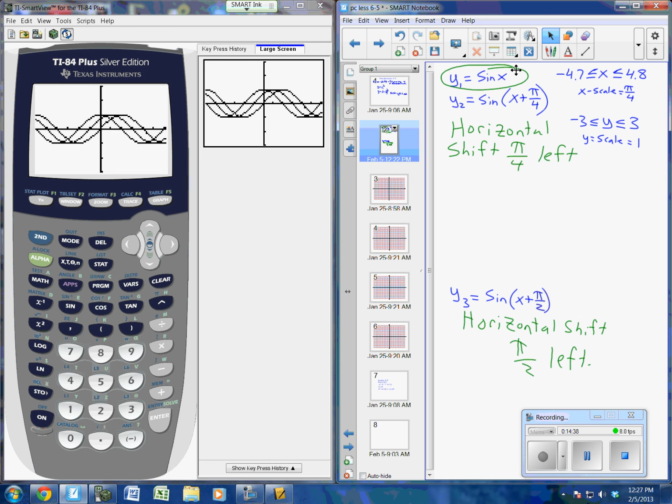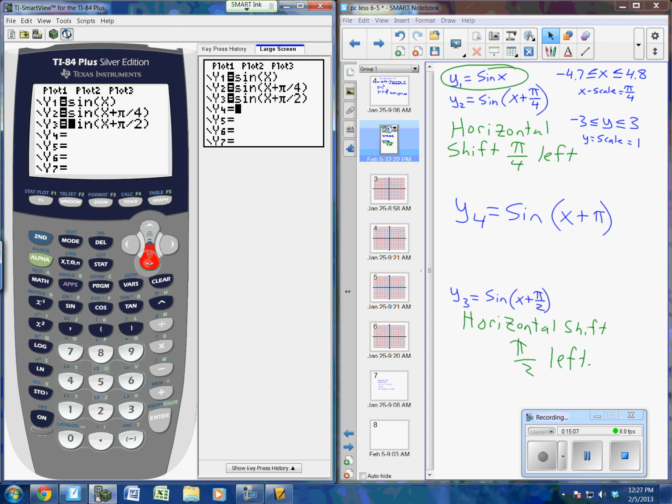What would you think would happen if we put in the function sine of x plus, let's go to y sub 4, what would you think would happen if you put sine of x plus pi? How far would that shift? Pi to the left. Okay, let's put that one in. Sine of x plus pi, and graph.